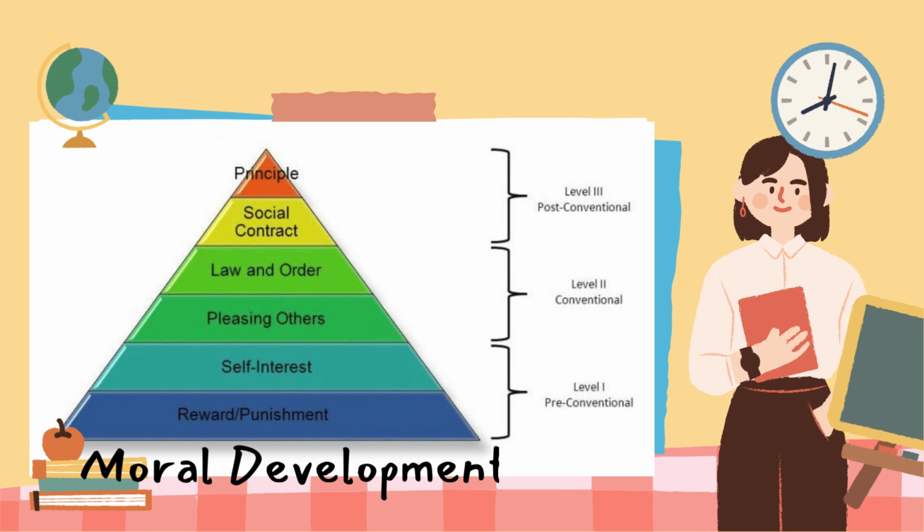This is the paradigm of the stages of moral development. It consists of 3 levels. The first level is pre-conventional, consisting of self-interest and reward punishment. The second level, called conventional, consists of law and order and pleasing others. The third level is post-conventional, where you are expected to have a principle and social contract.